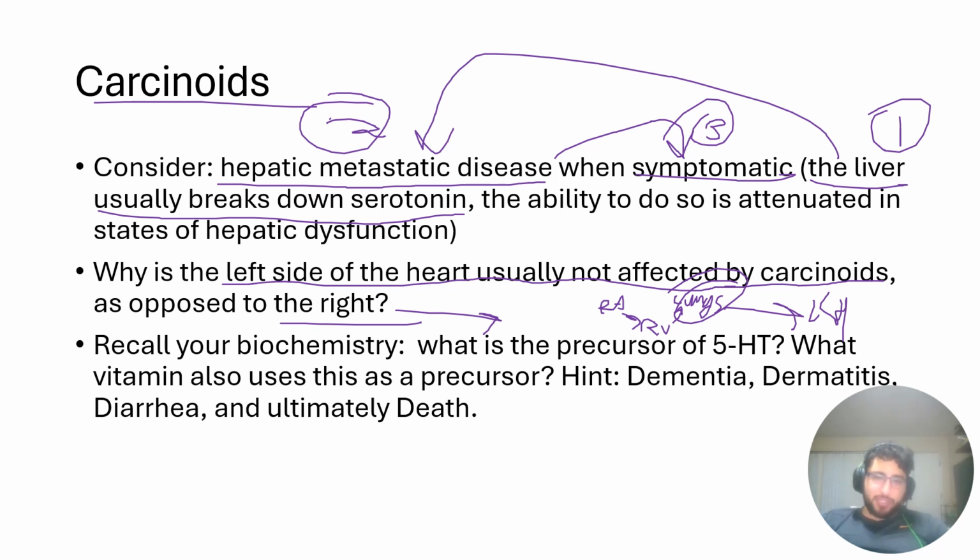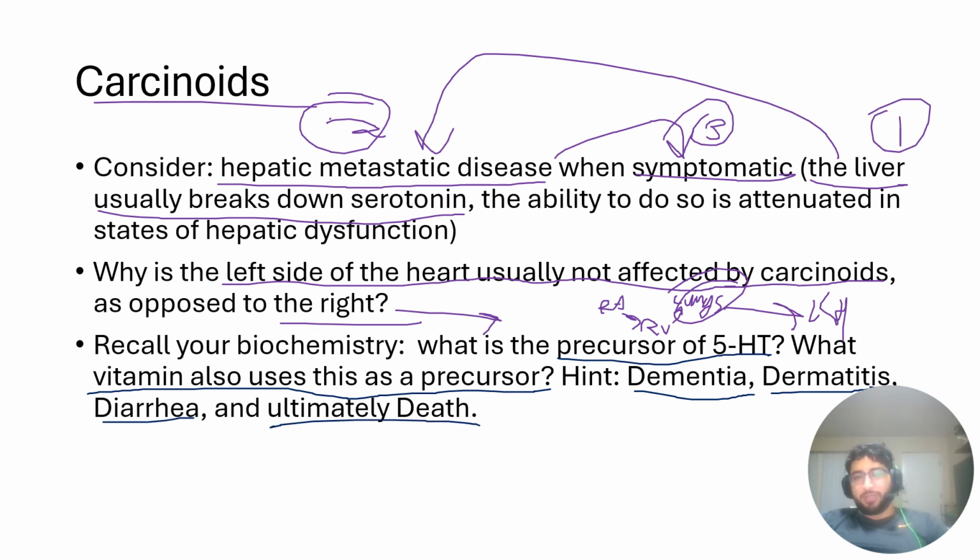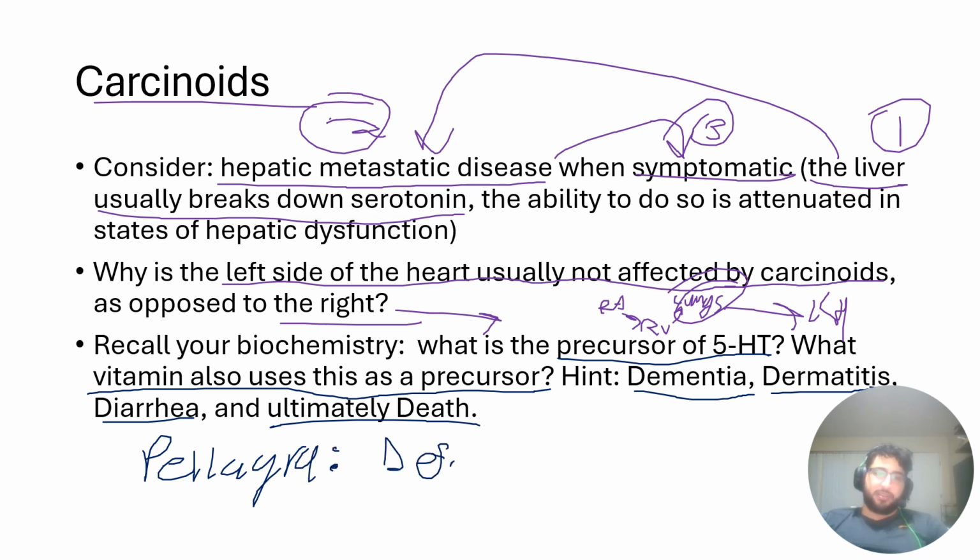And I want you to stop and think, what's the precursor of 5-HT? What vitamin is also using that same precursor? And here's a hint. Deficiencies in it cause dementia, dermatitis, diarrhea, and death, the 4 Ds. So this is pellagra, and it's caused by a deficiency in niacin.